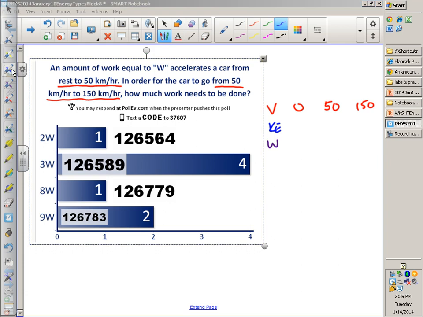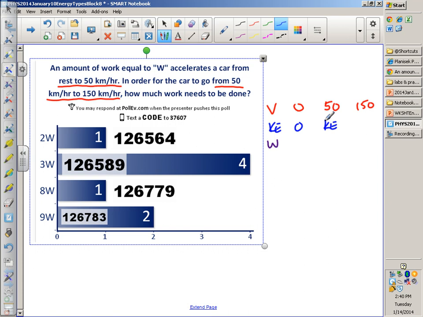In keeping track of the kinetic energy, at the beginning, if something isn't moving, how much kinetic energy does it have? 0. Here, it doesn't tell us anything about the mass of the car, so we can't really calculate the amount of kinetic energy it has, but we know that it has some value of kinetic energy. We'll call it KE, because we don't know exactly what it is, but it's got some.